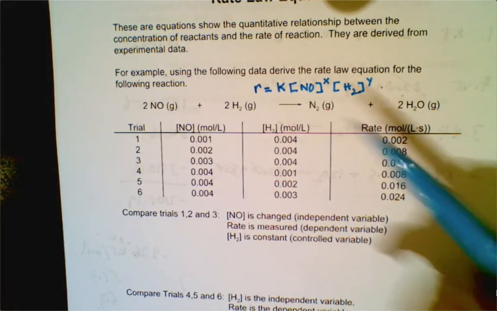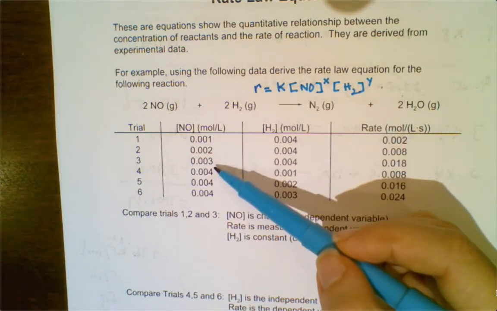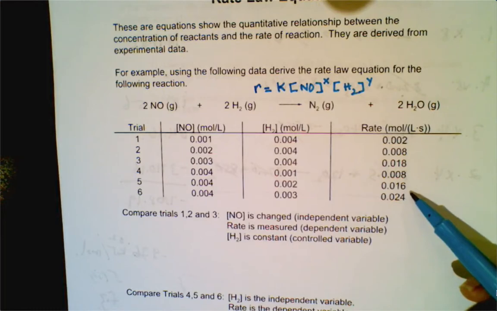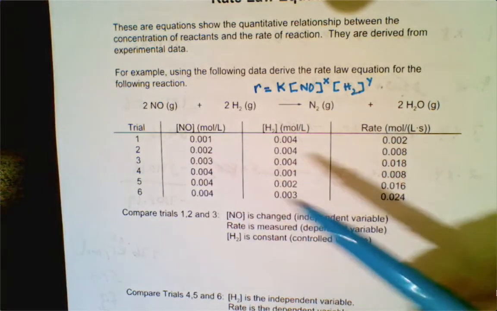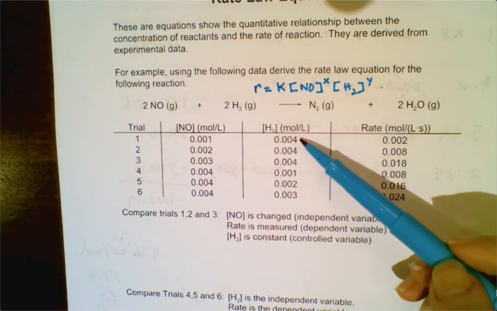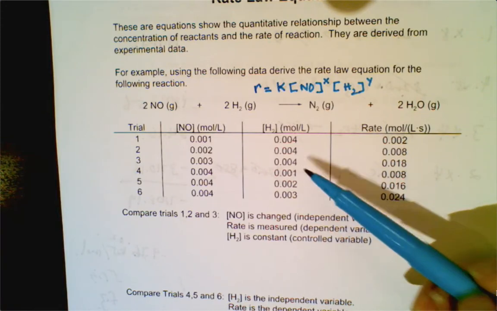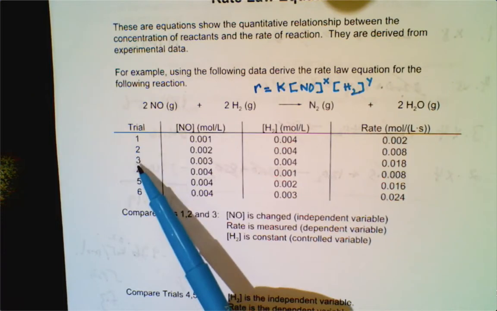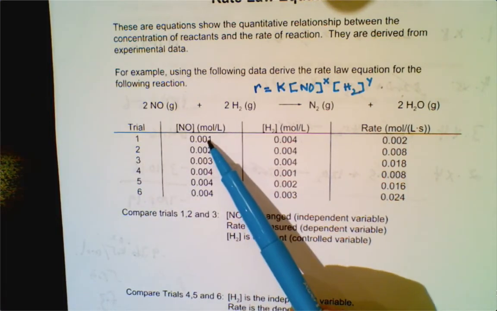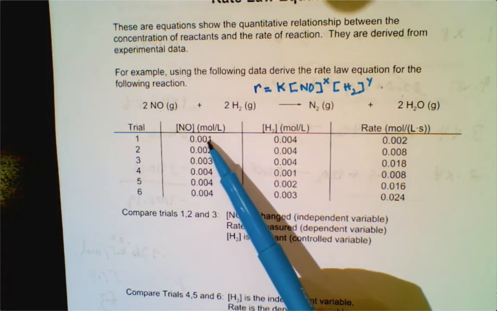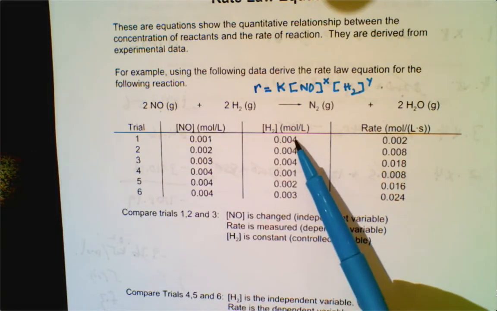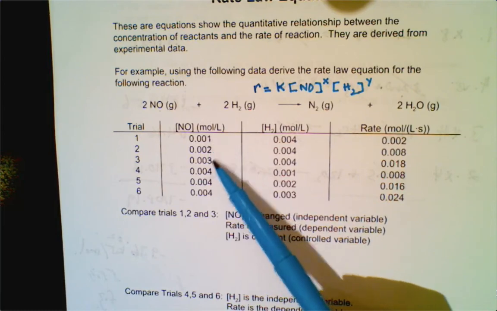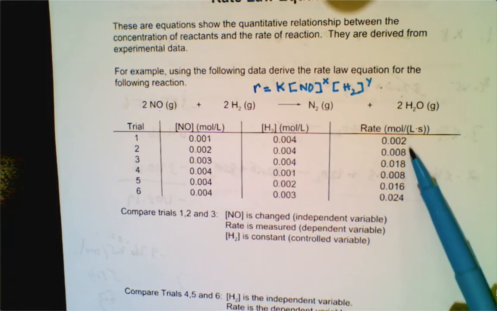So what we want to do is see the effect of changing the concentration of this reactant, what effect it has on the overall rate. And in order to do that, you have to make sure that the other reactant is being held constant. So somebody carried out 6 reactions, and what they did was in the first 3 trials, they changed the concentration of the first reactant, NO, and they held the second reactant constant. And they wanted to see how doubling, tripling the concentration affected the rate.